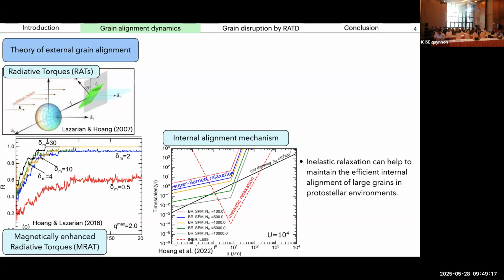The difference between RAT and MRAT is that for RAT, only 25% of grains can be aligned with the magnetic field at high J. But for the MRAT mechanism, with a half of the iron inclusion, dust grains can have perfect alignment with the magnetic field, regardless of their properties and their orientation in space. And secondly, the study of Hoang in 2022 found that inelastic relaxation can help micron and very large grains have fast internal relaxation inside the protostellar core scales. So we suppose that MRAT and inelastic relaxation will be the mechanism behind the perfect alignment of very large grains inside the protostellar core.